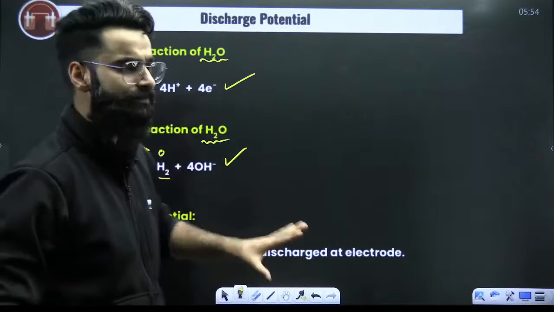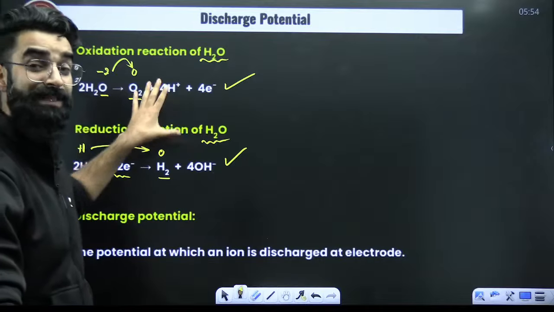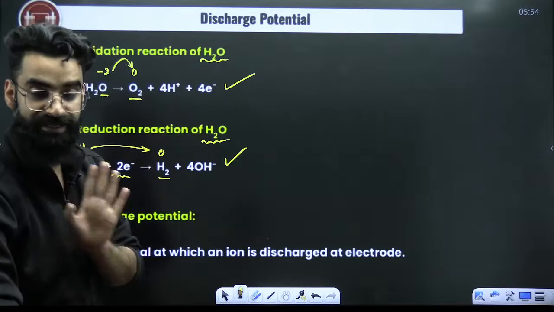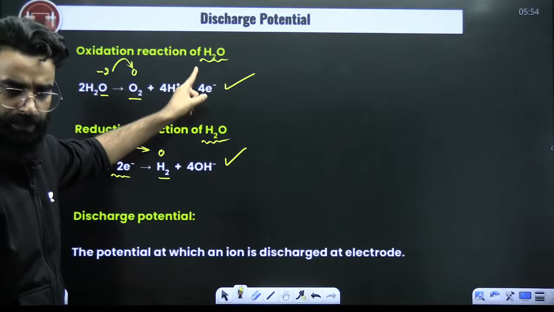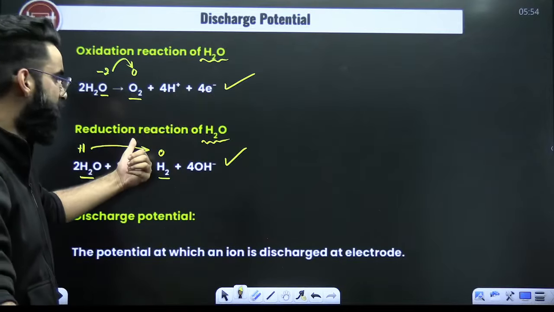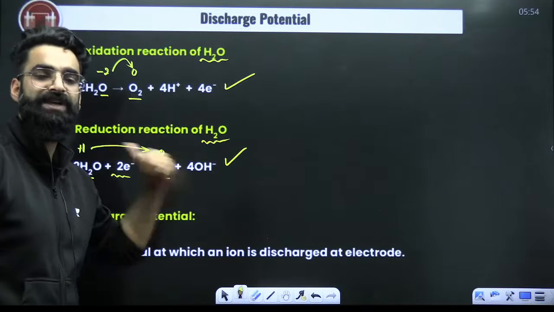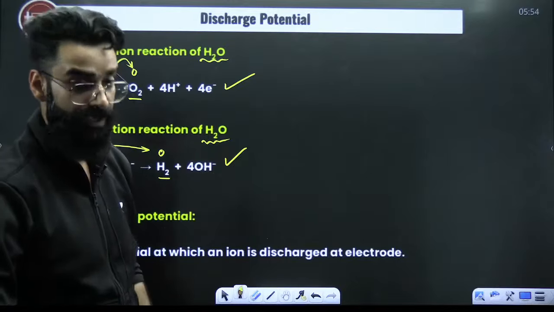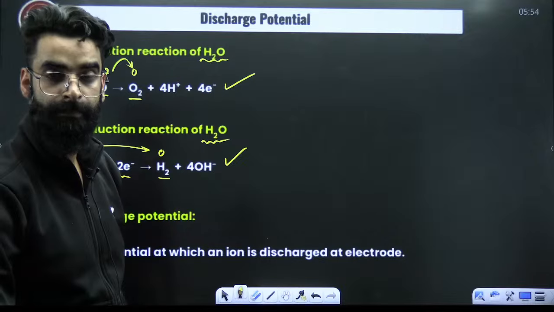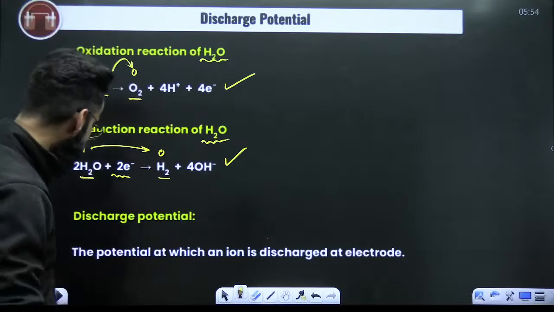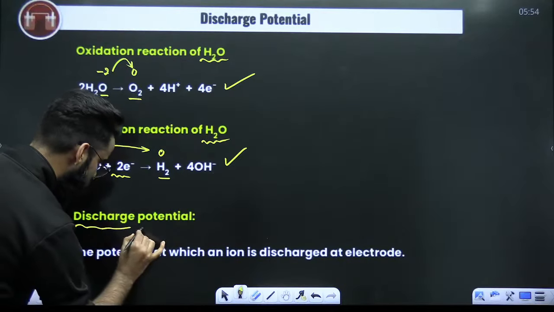So first, take a note of these two reactions. They are important. Why they are important? You will get the idea in some time. First one is called the oxidation reaction of water, in which loss of electrons is happening. Second one is called the reduction reaction of water, in which gain of electrons is happening. Perfect? Right, guys? Now, there is a term that's called discharge potential.